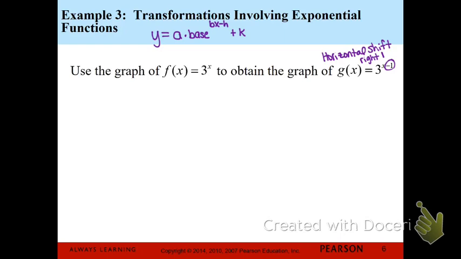So now I'm just going to pull my table from the other example there. Yours, I believe, is above. So we had what? Negative 2 and 1/9. We had negative 1 and 1/3. We had 0 and 1. And we had 1 and 3, didn't we?